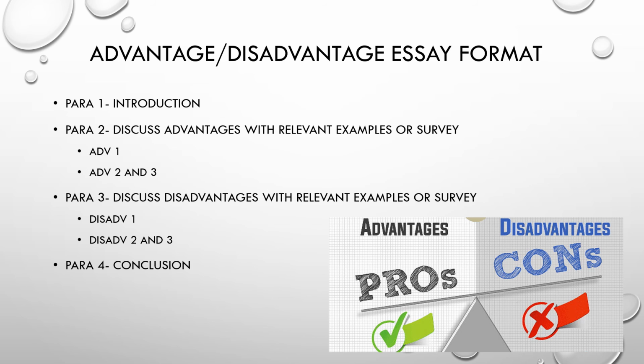Now the fourth is advantage or disadvantage essay type. Here the para 1 is introduction. The para 2 is discussing advantages with relevant examples or survey. I'll talk about the first advantage, then the second and the third. Again, in para 3, I'll talk about the other side, which is the disadvantages. Again, I can make different points. Disadvantage 1, 2, and 3. And finally will be the conclusion.